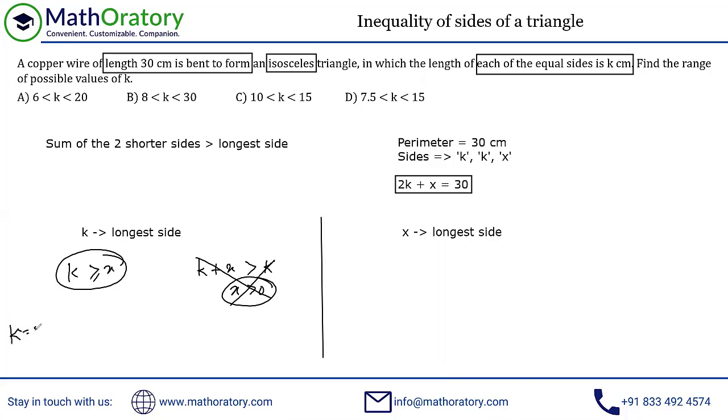So think about the equality point. If k is equal to x, we already know this, that both of them have to be equal to 10, right? Because we have this 2k plus x equal to 30. So just substitute either one of them as the other one, and you'll get 3k is equal to 30 or k is equal to 10. So that is the equality point. So if k has to be greater than x, then k has to be greater than 10.